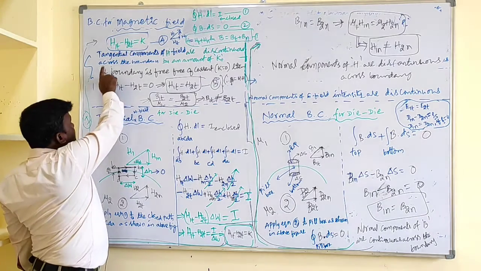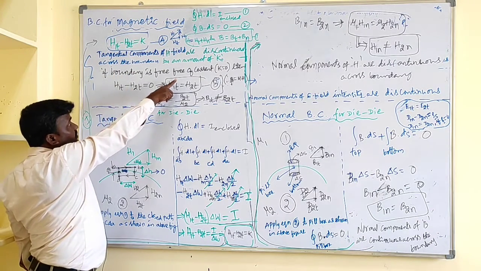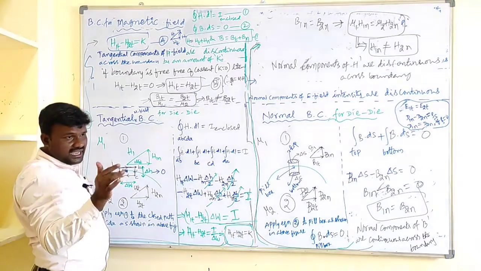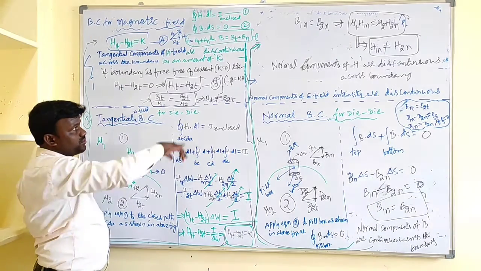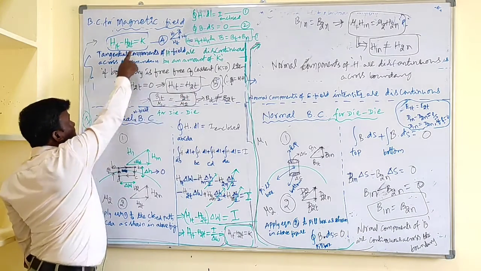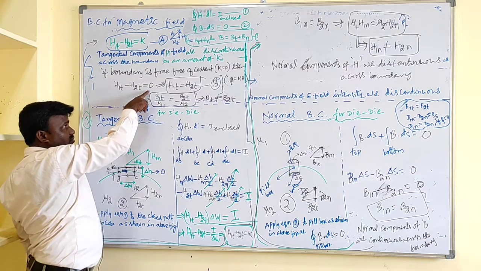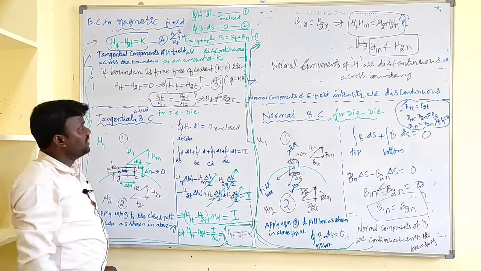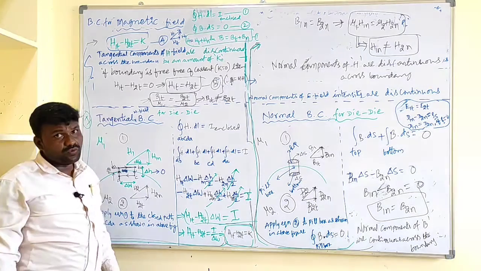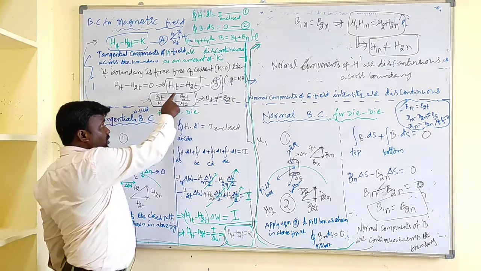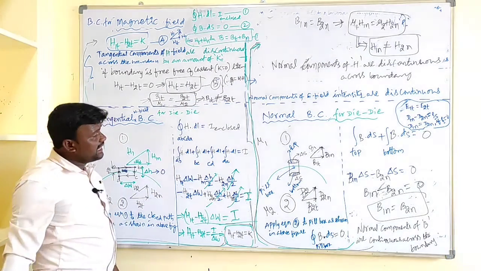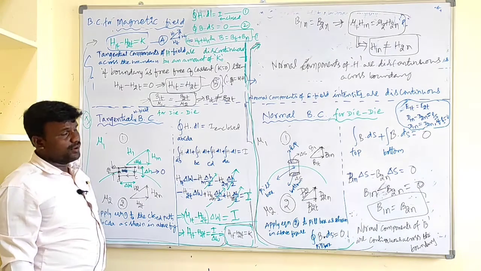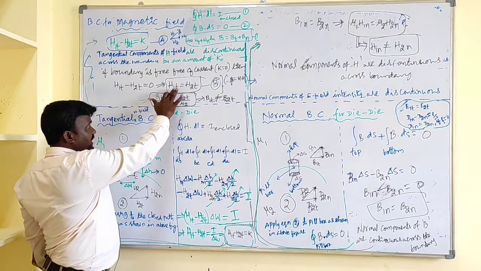Let us take another assumption: if the boundary is free of current, that is there is no current I, then the surface current is also 0, so k equals 0. In that case, this equation becomes H1t minus H2t equal to 0, that is H1t equals H2t. From this we can say that tangential components of magnetic field intensity are continuous across the boundary.